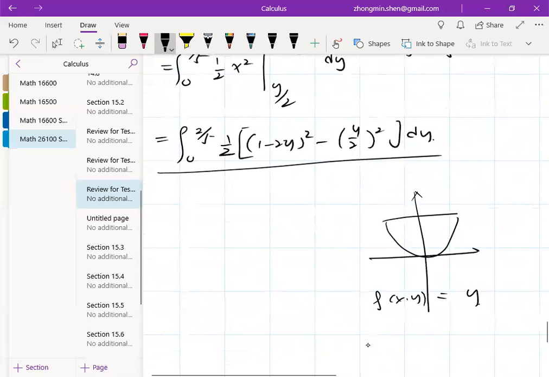But it's still symmetric about the y-axis. The density is still symmetric about the y-axis. So clearly for this problem, where y equals x squared and y equals 1, x bar must be 0 by the symmetry. Okay, you don't need to waste time doing that. It's obvious. Clear?